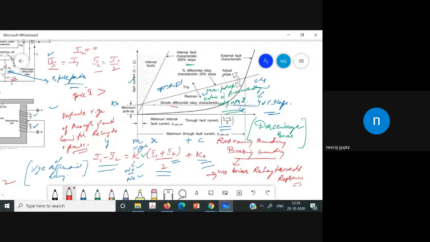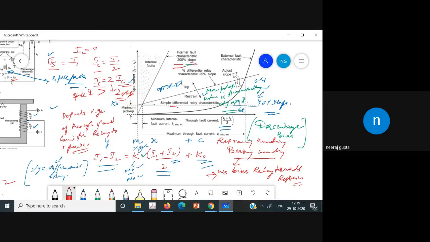Now if we compare the two, you will see that the spill current is 2 times the circulating current. So this is the spill current and this is 2 times the circulating current. So you can have the slope of 2 here. A slope of 2 means we have a 200% slope.